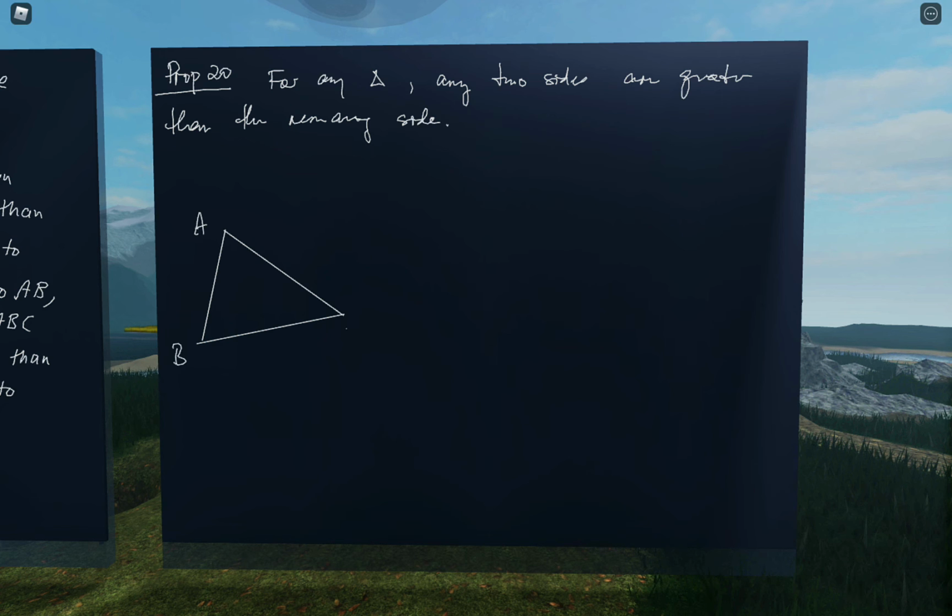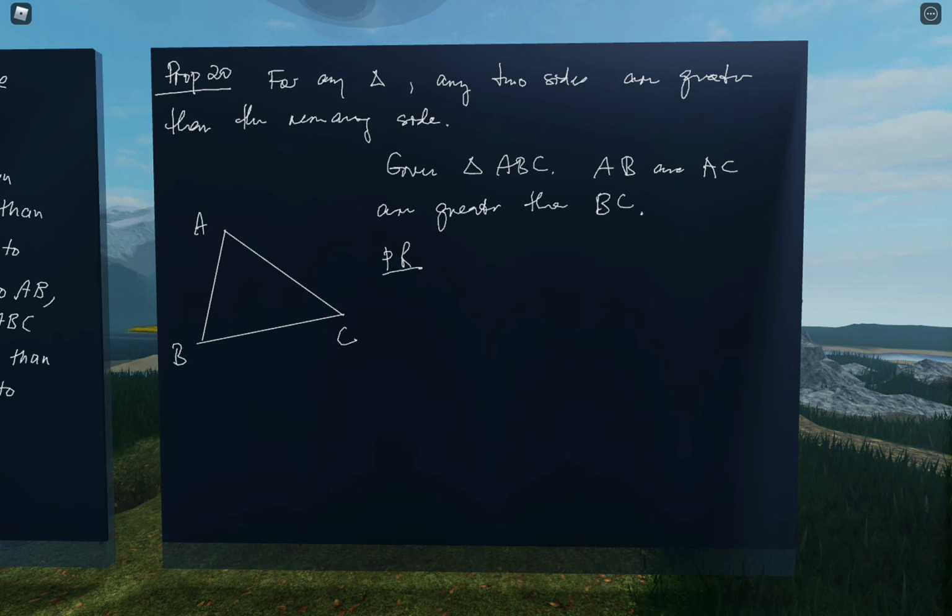Okay, so triangle ABC. All right. So we're going to show that, given triangle ABC, AB and AC are greater than BC. Okay, so proof.